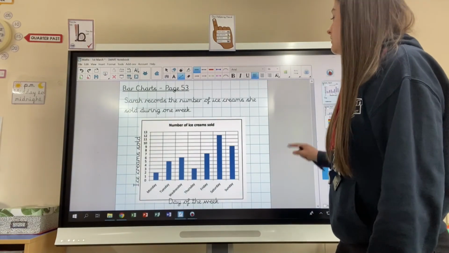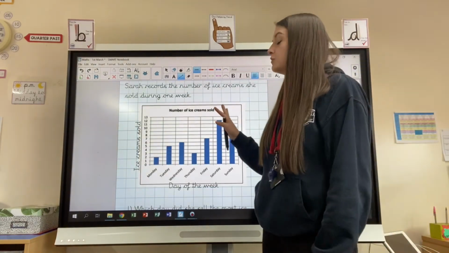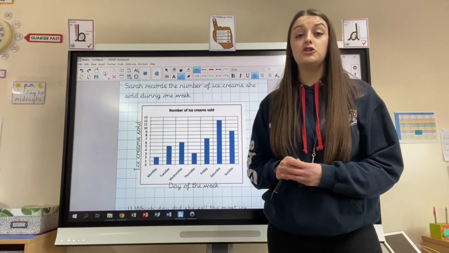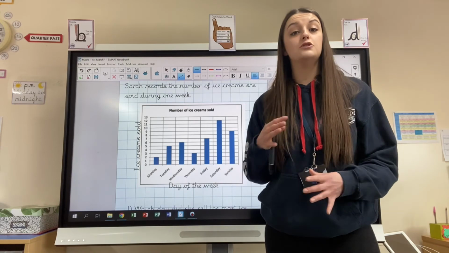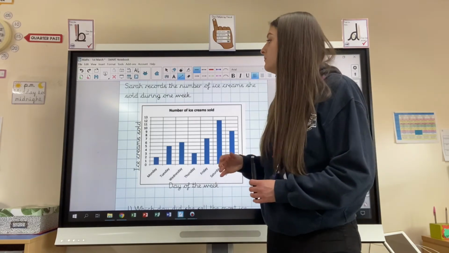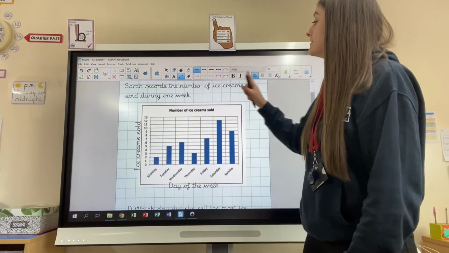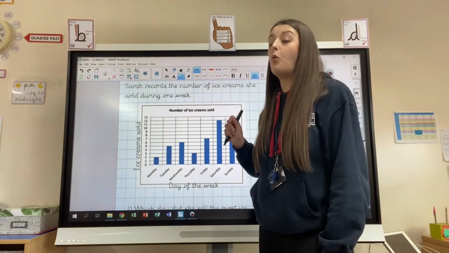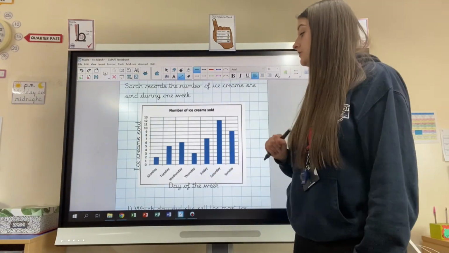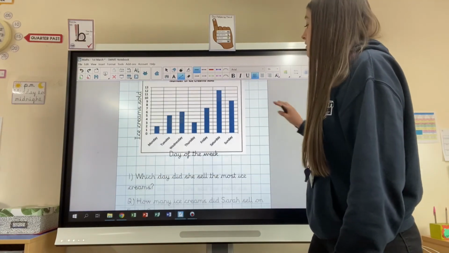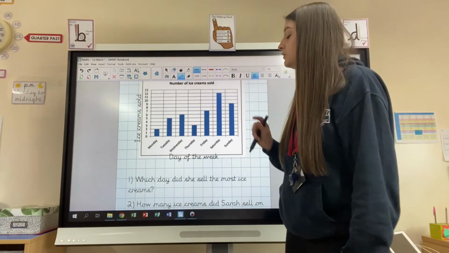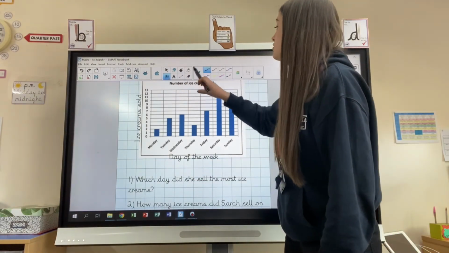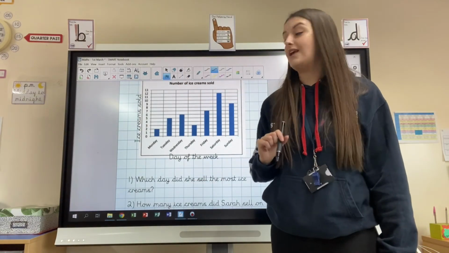Another one, you will have a bar chart that's already been filled in with all the data ready for you. And this is where you're going to show us that you can interpret it and understand it, okay? So I've got a similar one to yours. Sarah records the number of ice creams she sold during 1 week. So we've just seen this bar chart, and Sarah's completed her bar chart and filled in all her data. But then we've got some questions to answer using the bar chart we've been given.